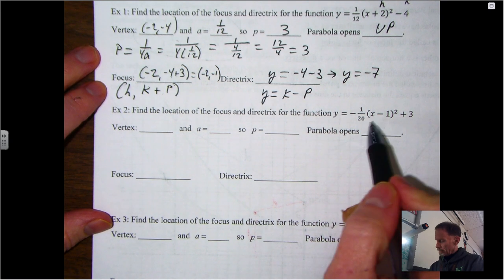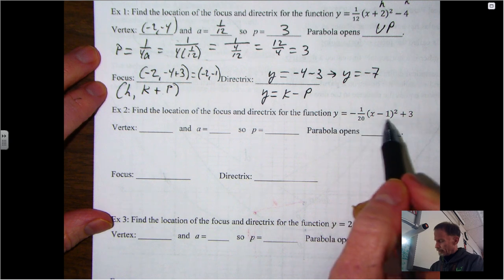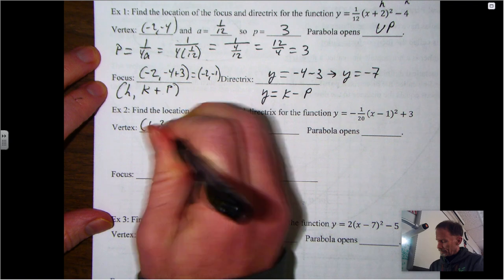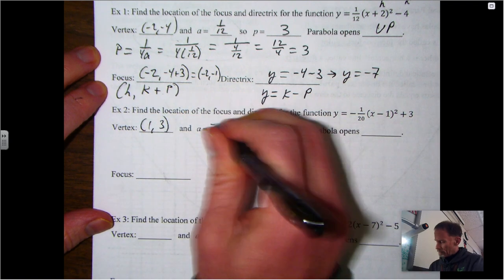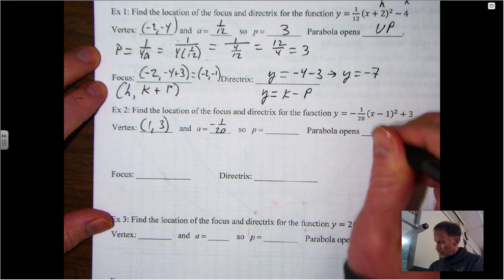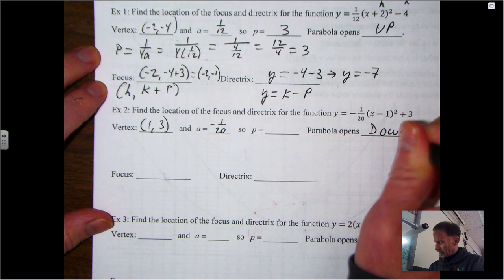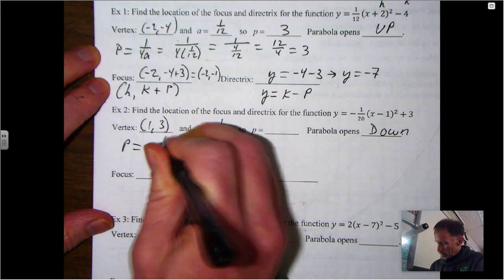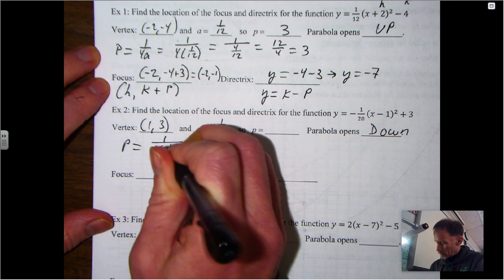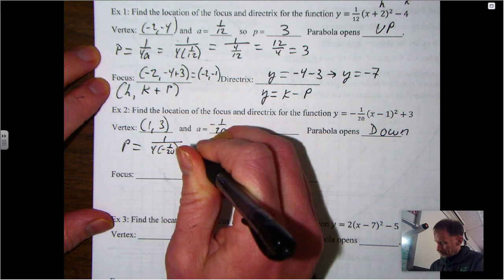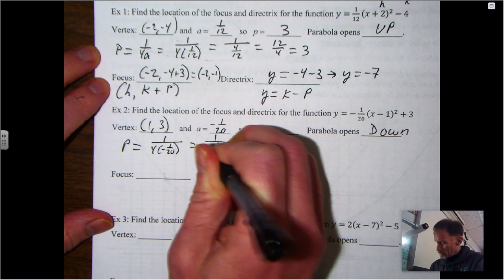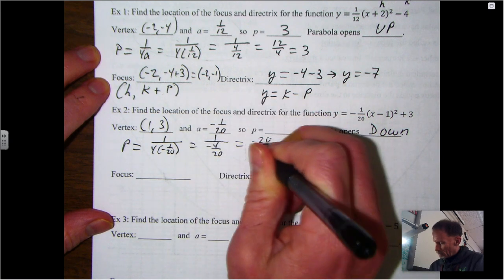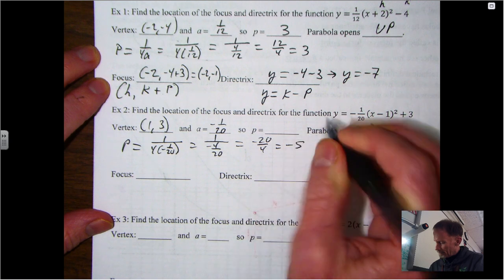How about the next one? So again, same deal, vertex is at 1, 3. My A is -1/20, which means it's opening down, so it's negative. And then my P, do the same thing, so P equals 1/4 times -1/20, which is 1 over -4/20. Keep change flip, -20/4, which is just -5.